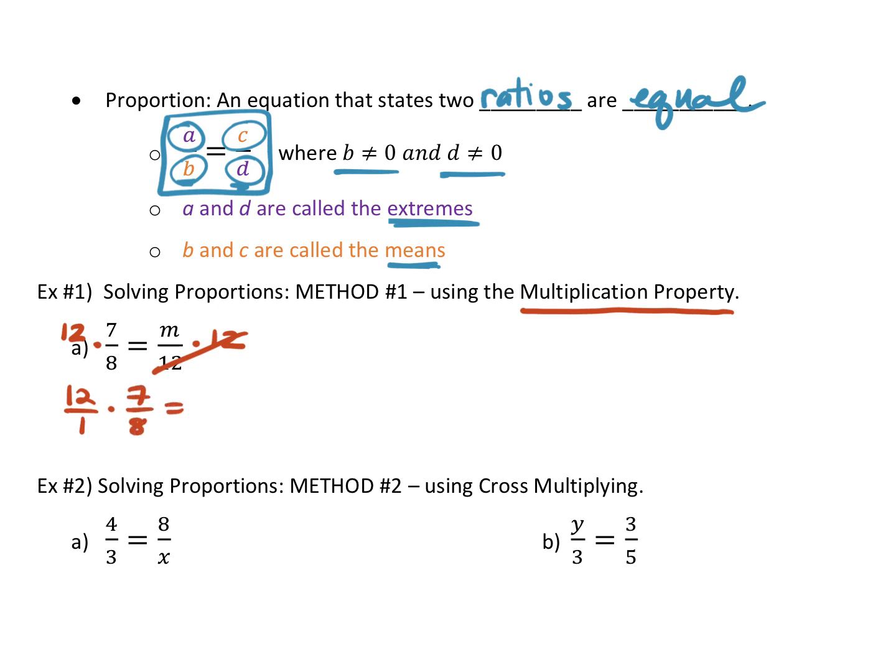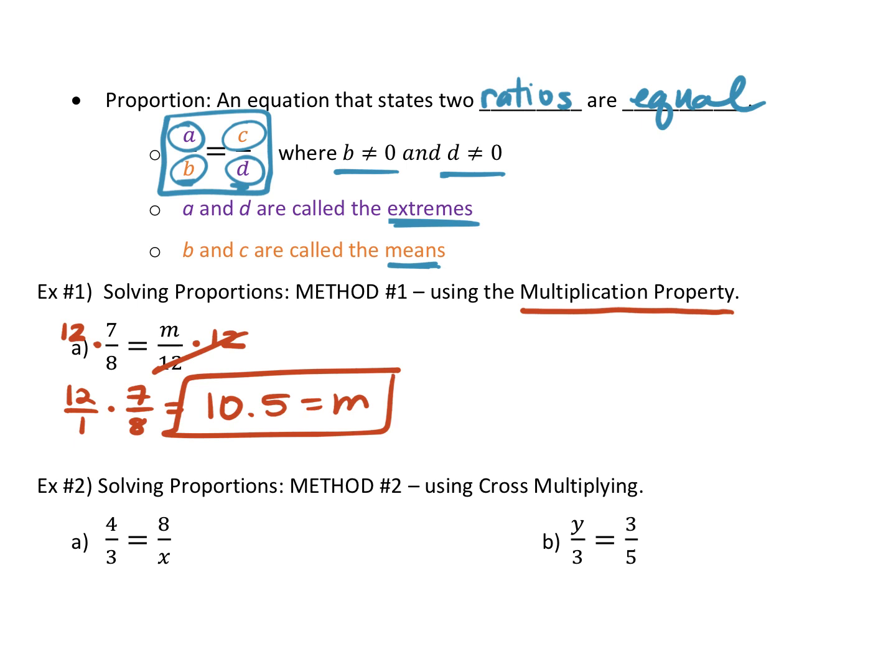What do you do when you multiply fractions? Straight across, or you can reduce, right? You can cross reduce. Totally up to you. I would just plug it into your calculator. I would plug in 12 times 7 divided by 8. You get 10.5. So that is your value for m. Okay, so you can use the multiplication property.